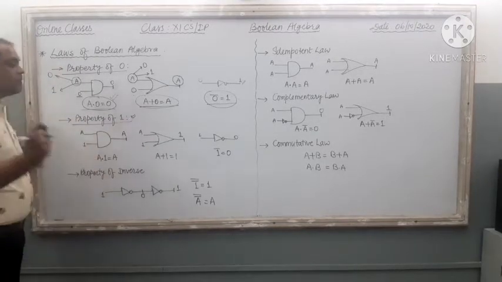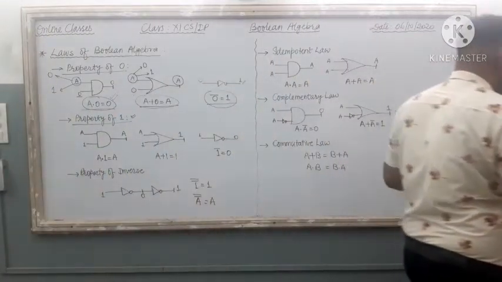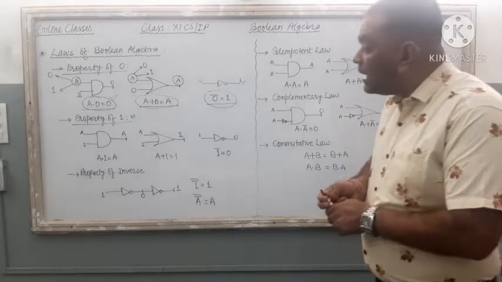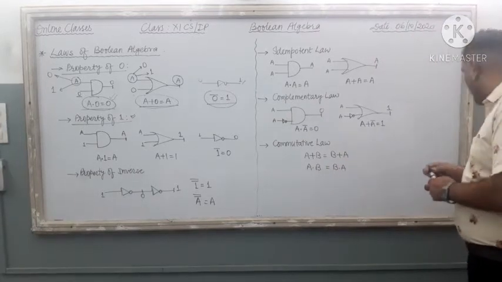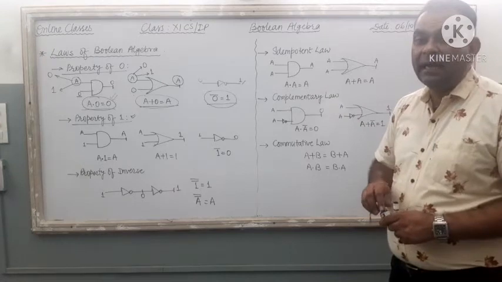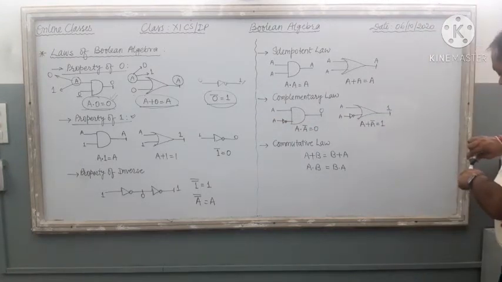Now the next one, property of 1. What is there in this property of 1? Just check it out. Here in this property of 1, we are going to supply 1 as an input signal to each and every gate. Now very first, if we supply 1 into this AND gate, just check the diagram. A, first input is A and the second input it is 1. So what will happen?